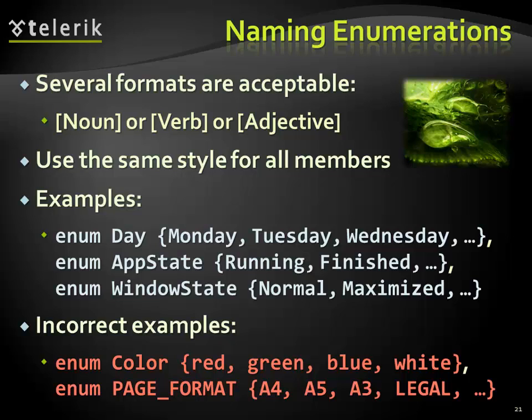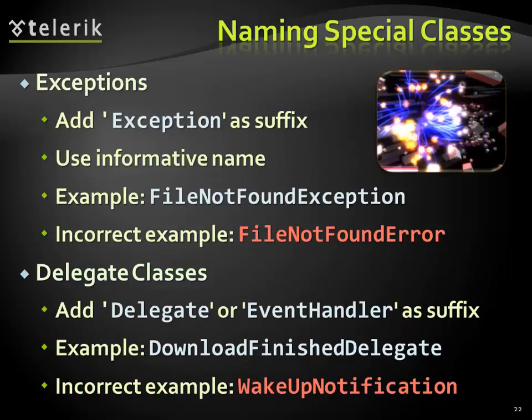And enumeration called page_format, we don't name enumerations like that. Enumerations are named like classes, like structures, following the Pascal case notation. And it doesn't really make sense to have in your enumeration variables like A4, A5, A3, and so on. So enumerations are a special type, and they're not the only special type in our daily .NET programmer's world.